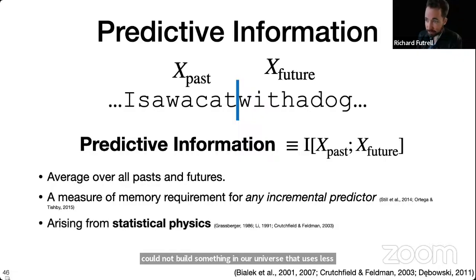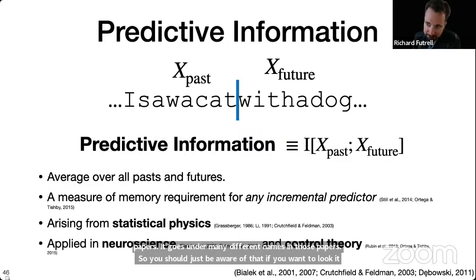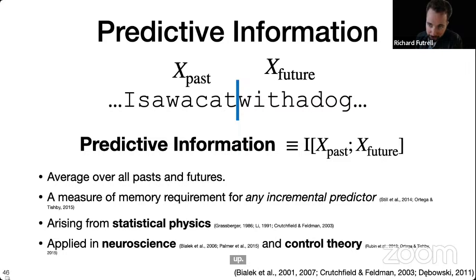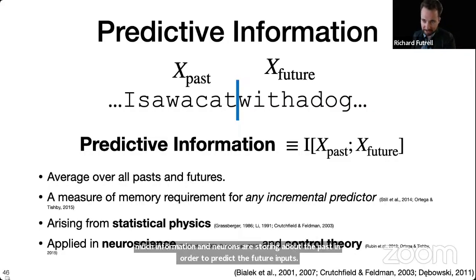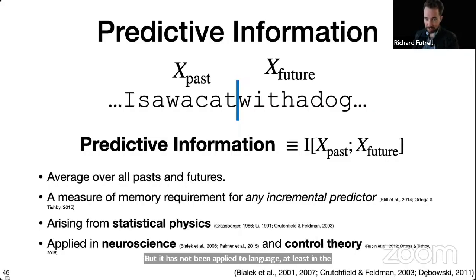This comes from statistical physics. I did not invent this. I stole it out of these statistical physics papers. It goes under many different names in those papers, so you should just be aware of that if you want to look it up. And it's mostly applied in neuroscience and in control theory. It's been applied in neuroscience to characterize how much information neurons are storing about the past in order to predict the future inputs. But it has not been applied to language, at least in the way that I'm doing it. It has been applied to language in terms of large-scale text. It has not been applied at the level of morphological structure.